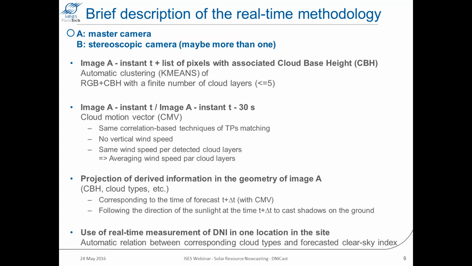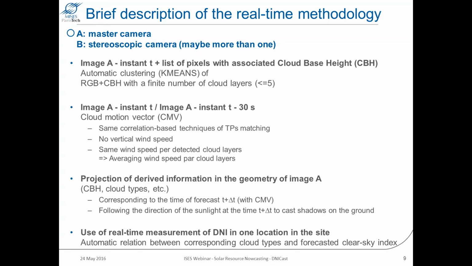We have applied the same type of methodology, correlation-based techniques of the same tie points, not between A and B, but between A and the same image from A for the previous instant, 30 seconds before. Thanks to this same type of correlation, we are assessing the cloud motion vector at each time, in real time. Since we have, for all these cloudy pixels, the cloud base height and the cloud motion vector, we are assimilating this wind speed estimation from the cloud motion vector per layer.